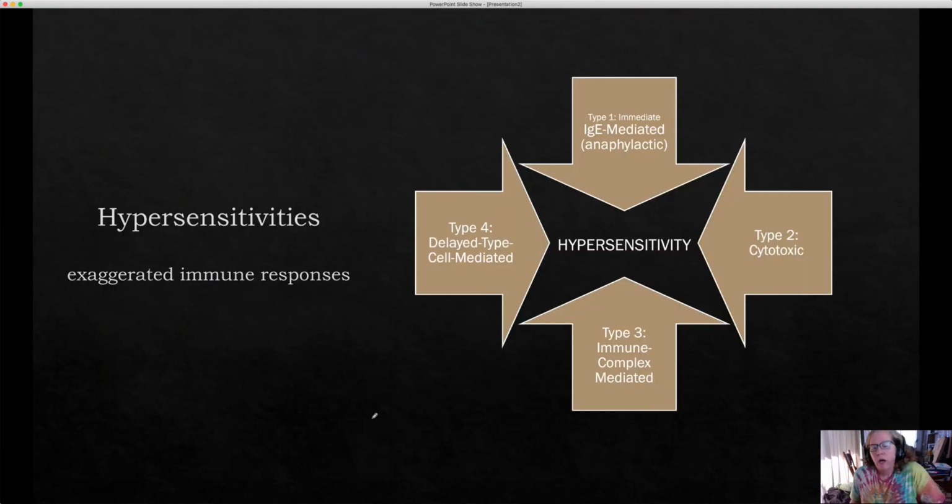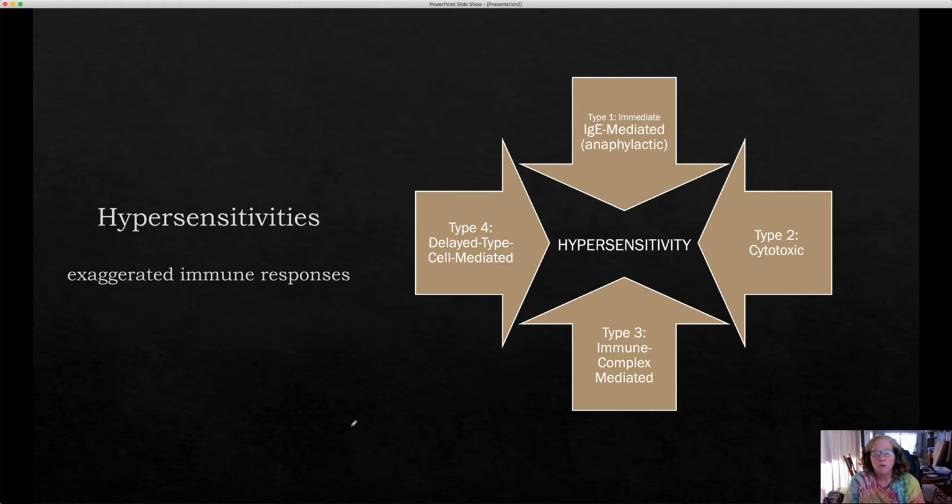Hypersensitivities are a reaction when the immune system is overreacting. The immune system has been sensitized to something in what we call a primary exposure, and then the second time that someone is exposed, they have this overwhelming, over-exaggerated type of immune response. So the immune system is just kind of going overboard. Now there are 4 types of hypersensitivities.